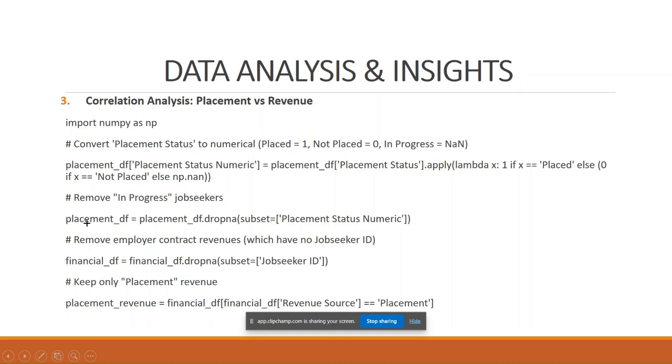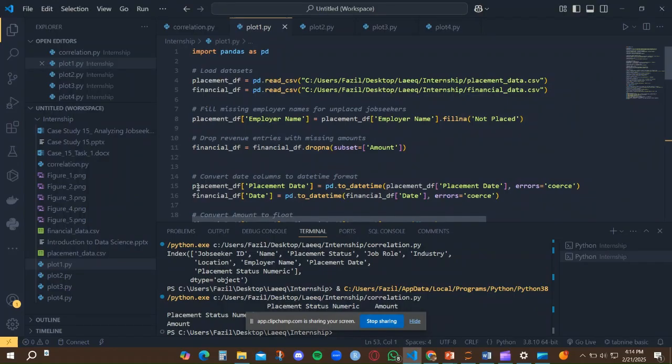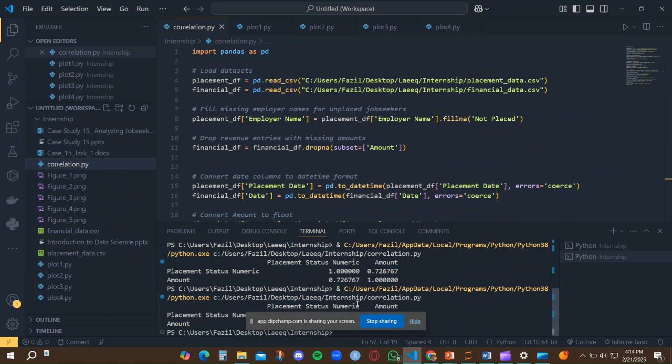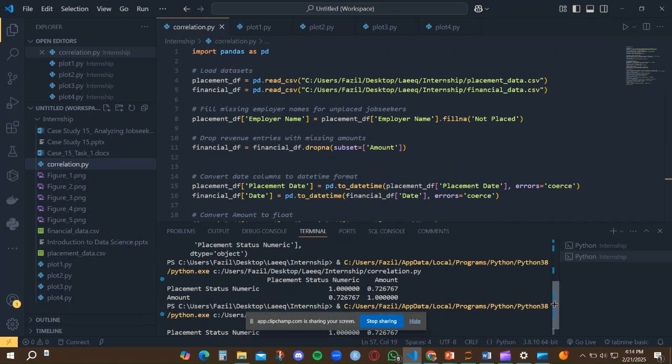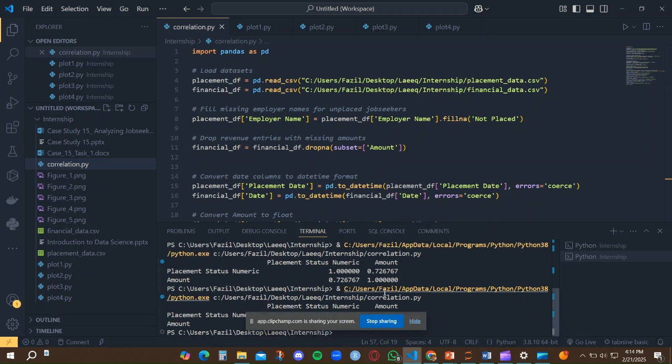The next step is to remove those who are in progress. We only need the placed and the not placed for our correlation analysis. We also remove the employer contract revenues, which are those with no job seeker ID, and keep only the placement revenue. So we check the revenue of only the placements, not the training. Upon doing that, we notice the amount shows as 0.72.